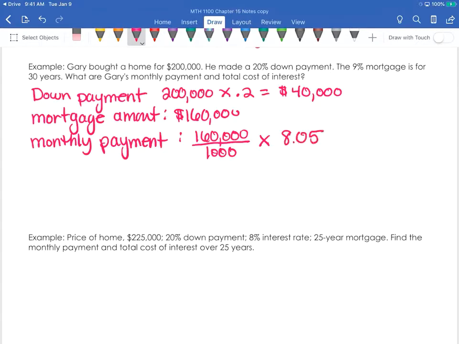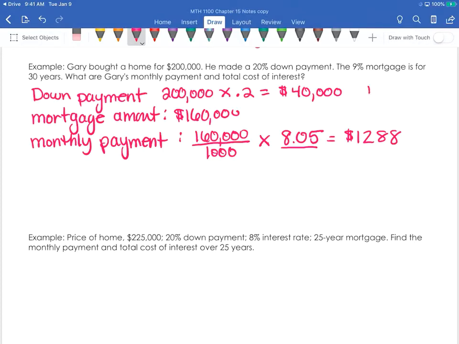8.05. So I'm going to take the mortgage amount divided by 1,000 and then multiply it by 8.05. This 8.05 means for every $1,000 that I'm borrowing, I have to pay $8.05 for my monthly payment. And that's why we're dividing by 1,000 first. So when we put that in on the calculator, we're going to get 1,288. So our monthly payment is going to be $1,288.